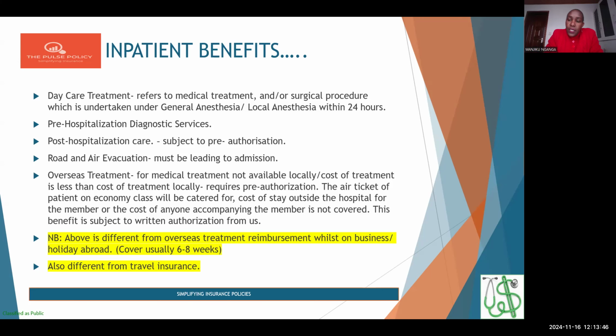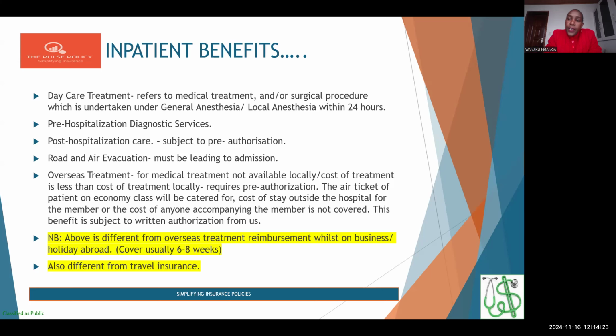Pre-hospitalization diagnostic services is whereby you have gone to the hospital. You're not very sure whether you're going to be admitted, but after you have gone to outpatient, maybe you have gone for lab tests, you have gone for MRIs, you have done any scans or any procedures at the hospital before admission. So all those costs, if you end up being admitted, are going to be deducted under the inpatient cover. This is what we call the pre-hospitalization diagnostic services. Then I have talked about the post-hospitalization care, which is subject to pre-authorization.